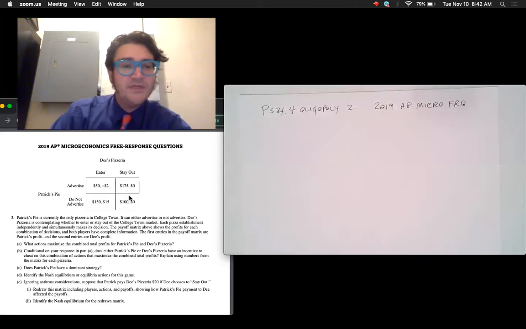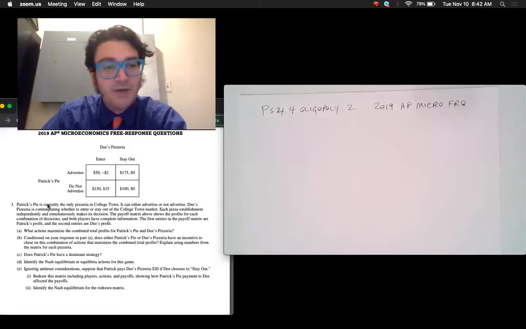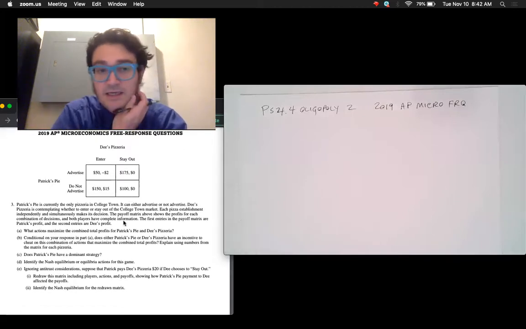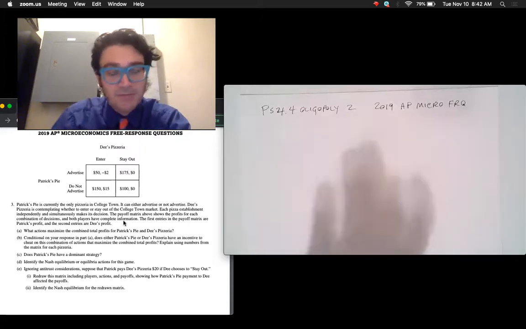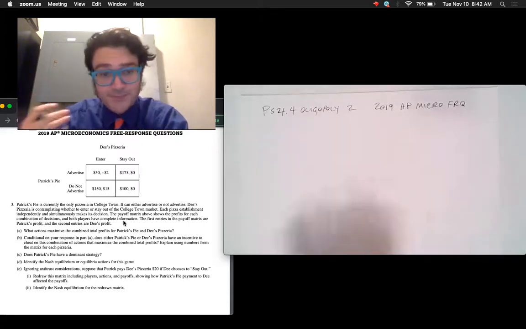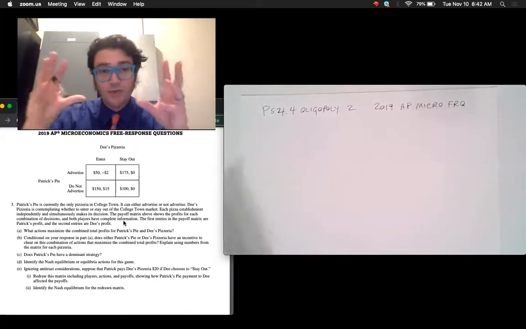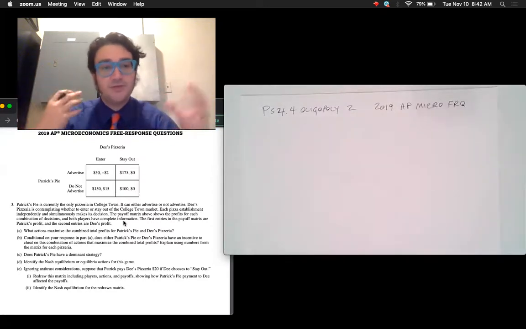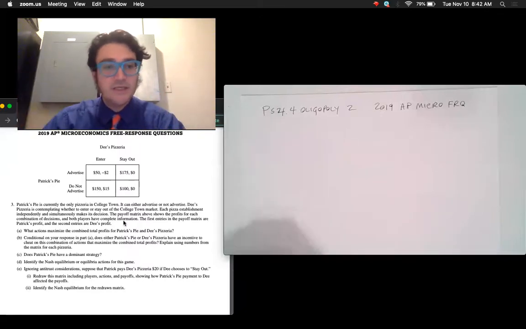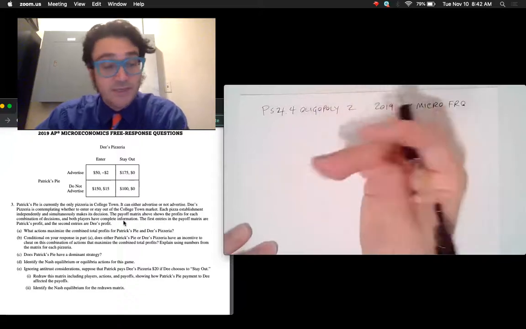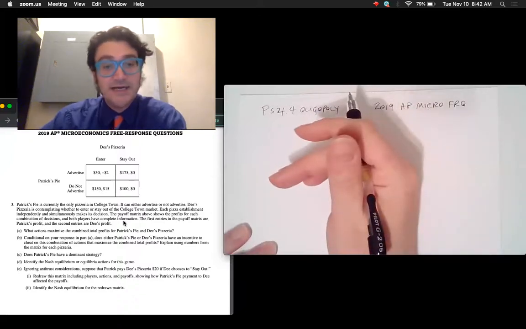So this is a problem with game theory, and it says Patrick's Pie is the only pizzeria in College Town. It can choose to advertise or not. And then D's Pizzeria is contemplating whether to enter. Each independently and simultaneously makes its decision, so it's like a one-shot deal. The payoff matrix shows their profits, and both players have all the information. The first entries in the payoff matrix, the one on the left, are Patrick's profit, the one on the right are D's. And then A says, what maximizes the total profits for Patrick's Pie and D's Pizzeria?